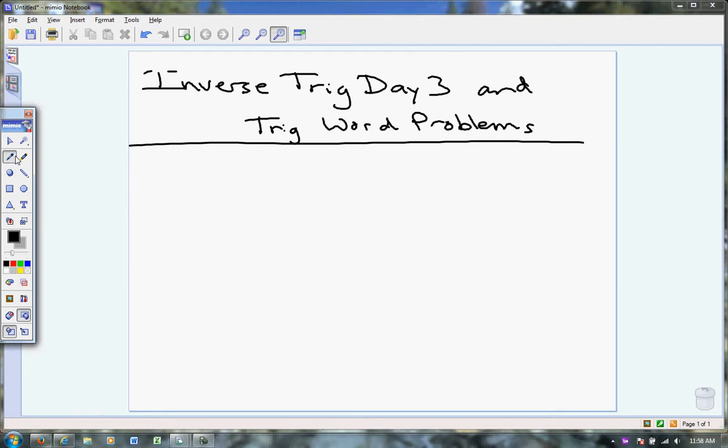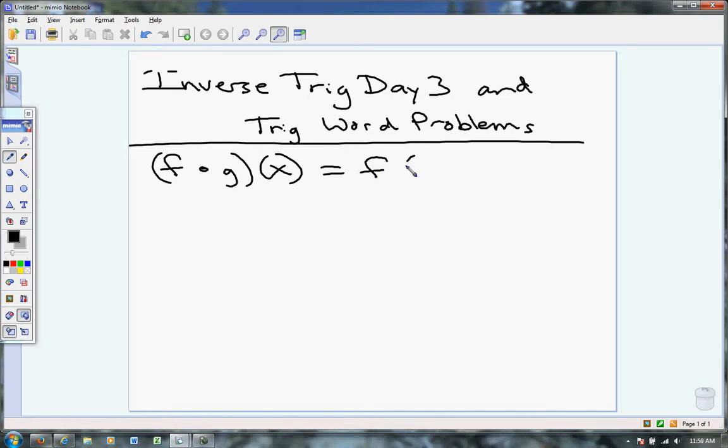First thing we need to do is remind ourselves what happens with a composition of functions. This is a good review as we get closer to the end of the year, with the final and all of those things coming up. If I see f in a little circle g and then x, that means f of g of x. You plug g into f. Well, what we're going to see today is some inverse trig problems that have that situation, one plugged into another.